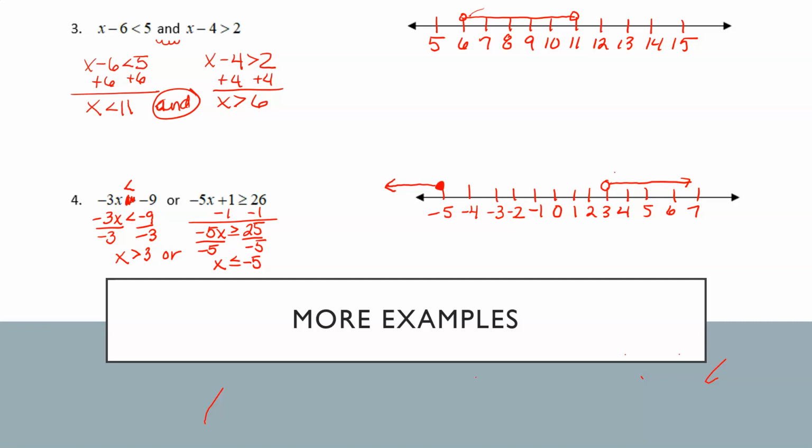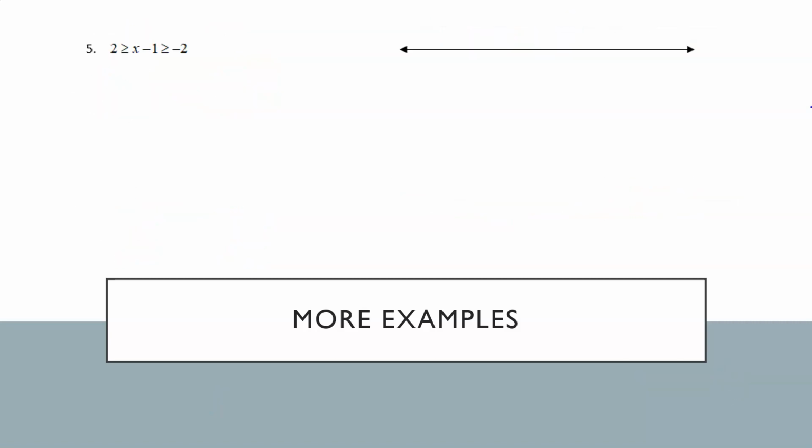I think we have one more to do together. Okay, so this is an and, and this is how you're usually going to see ands. You usually don't see the ands with the words. So again, we need to get x in the center all by itself. So I'm going to add 1 in the center and on each side. So I have 3 is greater than or equal to x, which is greater than or equal to negative 1, sorry, less than or equal to 3.